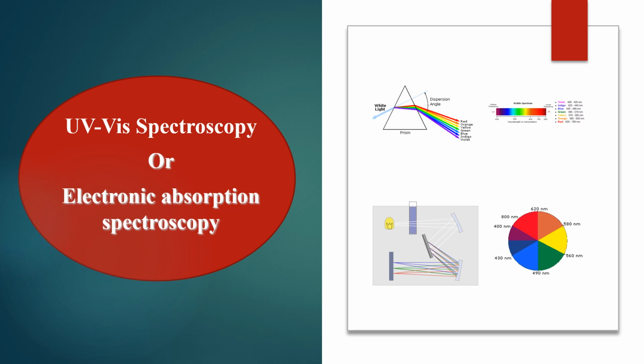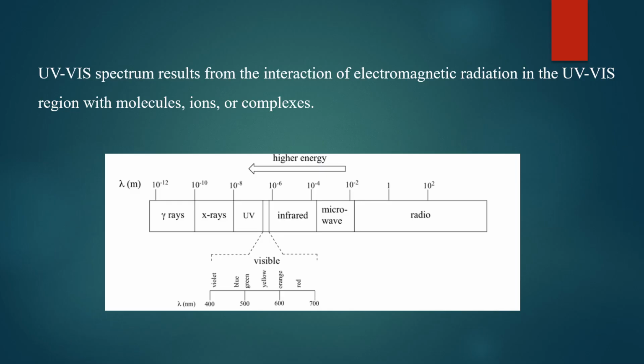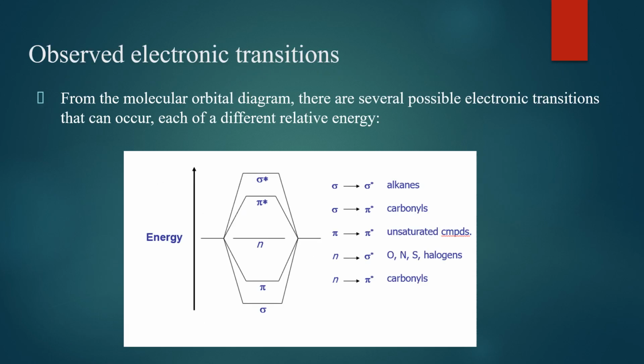UV visible spectroscopy, or electronic absorption spectroscopy. The UV visible spectrum results from the interaction of electromagnetic radiation in the UV visible region with molecules, ions or complexes. You can see that this is the electromagnetic spectrum, and in this electromagnetic spectrum the UV region is what we are studying. In this region you will get the UV visible spectrum.